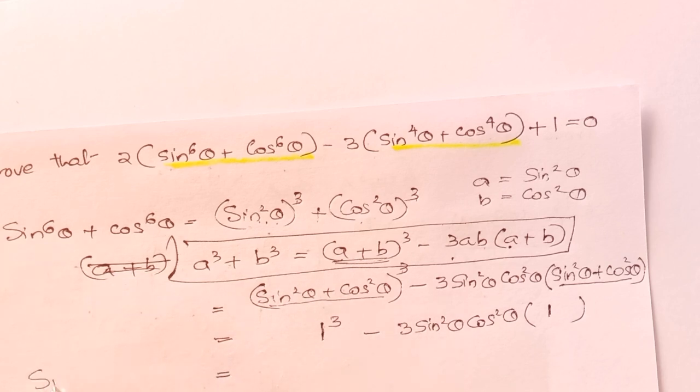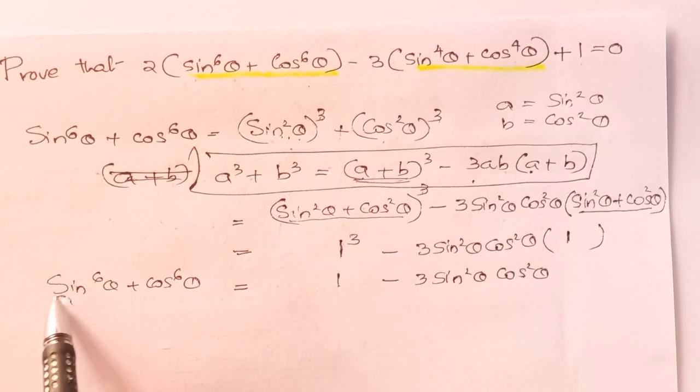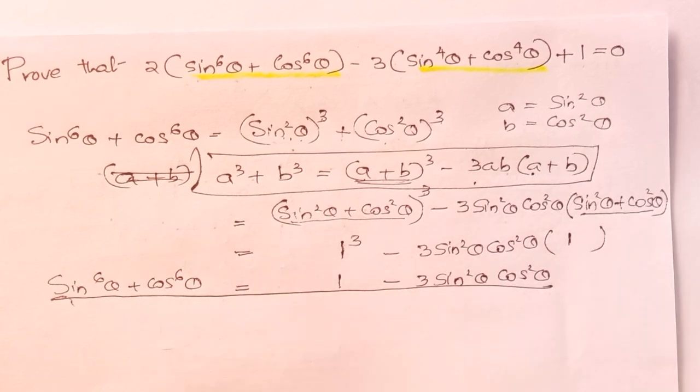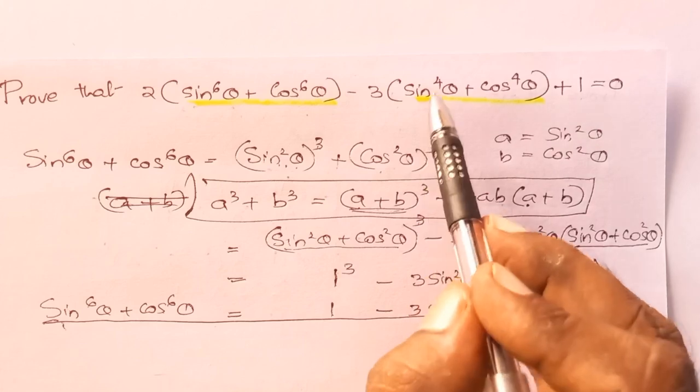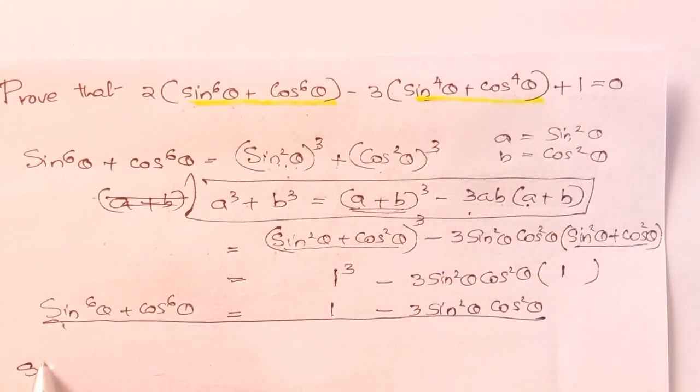So sine raised to 6 theta plus cos raised to 6 theta is equal to 1 minus 3 sine square theta cos square theta. So this is the result of our first bracket. Now let's see what is our second bracket, which is sine raised to 4 theta plus cos raised to 4 theta.